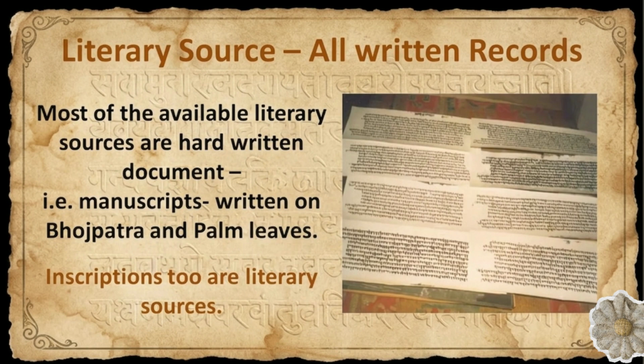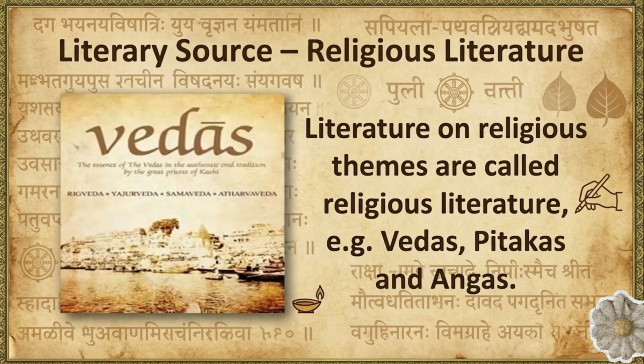Indigenous literary sources can further be divided into sacred and secular literature. Writings on religious themes are referred to as sacred or religious literature. The Vedas, the epics Ramayana and Mahabharata, the Buddhist Tripitakas and the Jaina Angas are some examples of sacred literature. तो जो धर्म के ऊपर लिखा गया हो उसको हम sacred और religious literature कहेंगे, जैसे कि रामायणा एंड महाभारता.